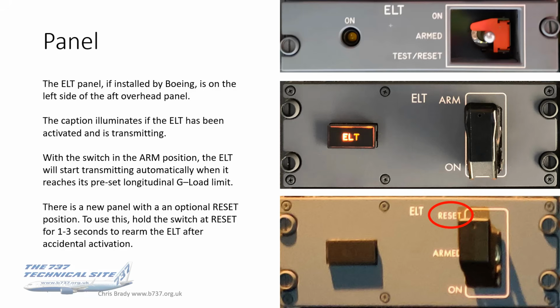The ELT panels, if they're installed by Boeing, are on the left side of the aft overhead. The bottom two photos are Boeing installed ELT panels. The one at the top's actually off a 300. That's a retrofit.